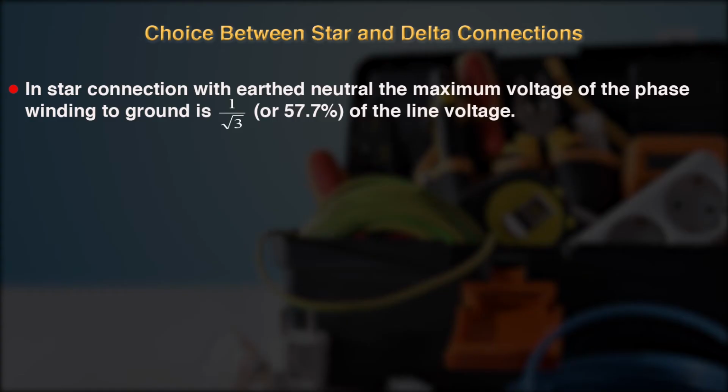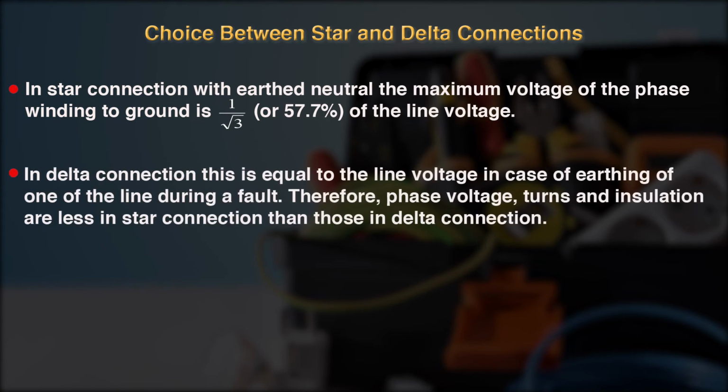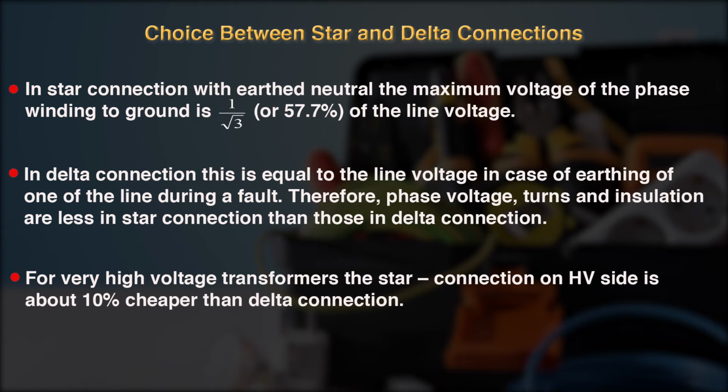Now we are going to discuss the choice between star and delta connection. In star connection with earthed neutral, the maximum voltage of the phase winding to ground is 1 upon root 3, or you can say 57.7% of the line voltage. While in delta connection, this is equal to the line voltage in case of earthing of one of the lines during a fault. Therefore, the phase voltage, turns and insulation are less in star connection than those in delta connection. And for very high voltage transformers, the star connection on high voltage side is about 10% cheaper than delta connection.